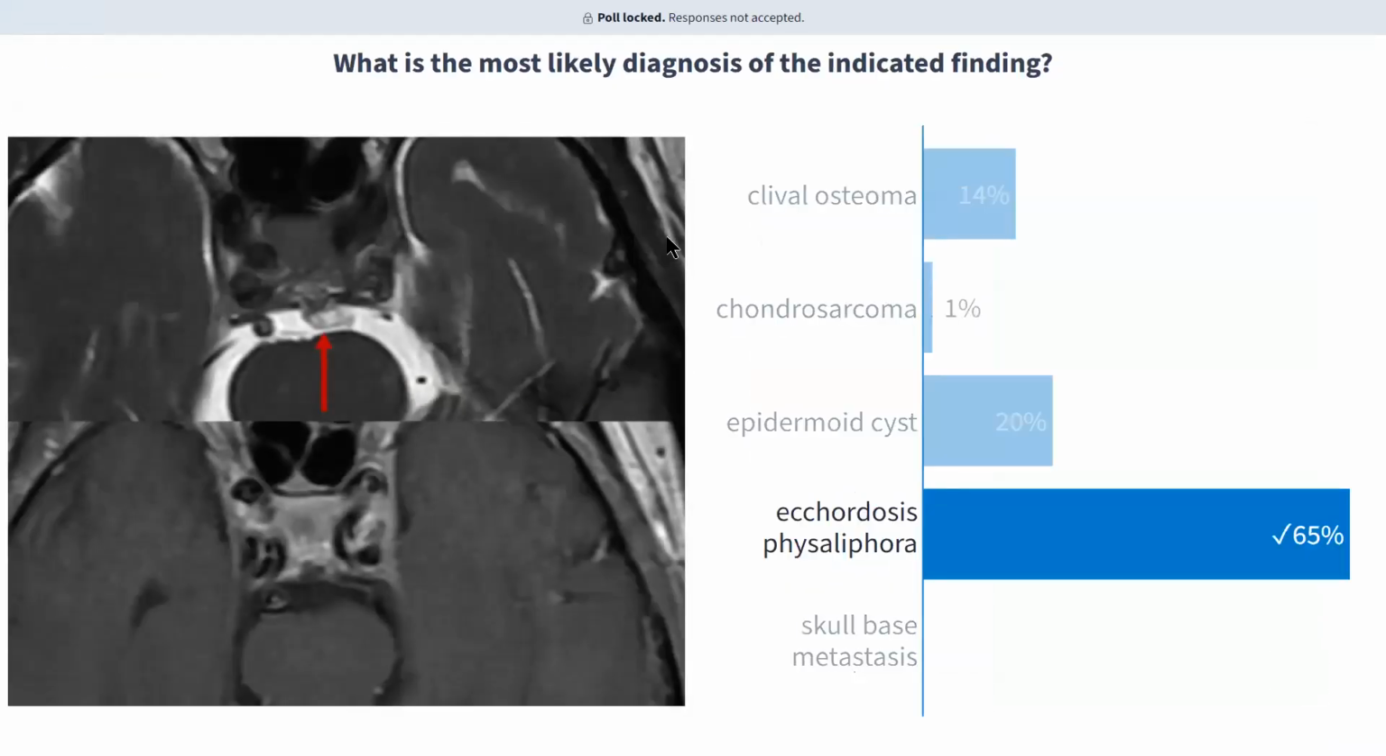Okay. So this lesion in the prepontine cistern projecting from the clivus is ecchordosis physaliphora. This is a benign notochordal remnant. It has this typical appearance where you have a little nubbin that is T2 hyperintense and non-contrast enhancing that projects into the prepontine cistern. Sometimes it's bigger than this, but this is a typical size for this lesion.